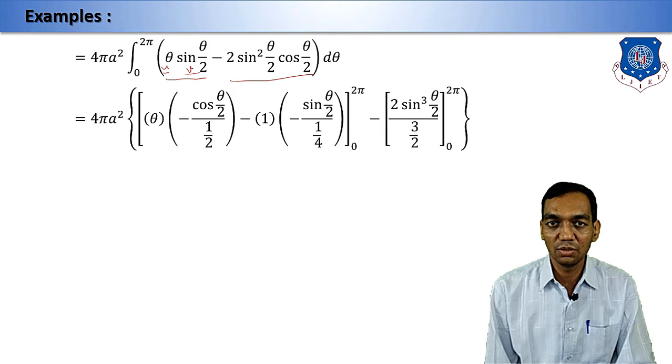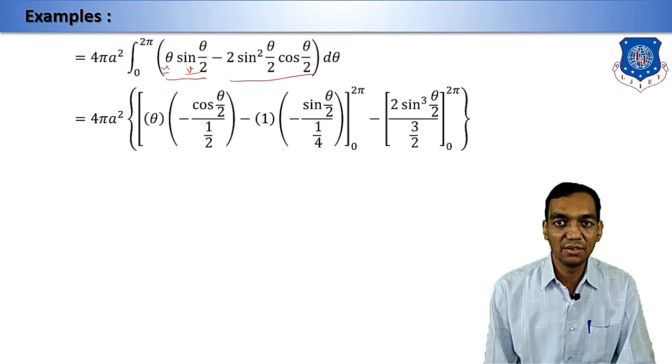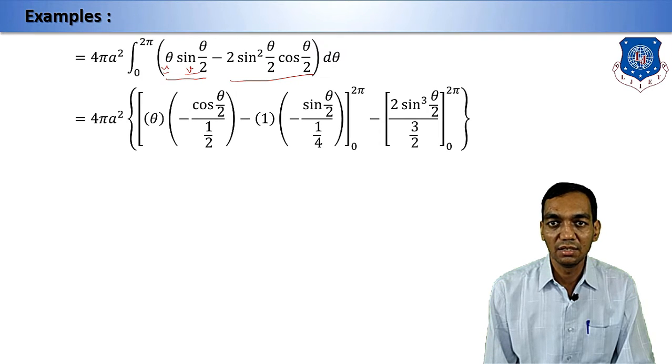Then after all terms are going to be 0, and the limit is from 0 to 2 pi. In the same manner here, we have f(x) raised to n into f dash x. So you have f(x) raised to n plus 1 upon n plus 1. So sine square has the derivative sine cube upon 3. So sine cube theta by 2 upon 3.